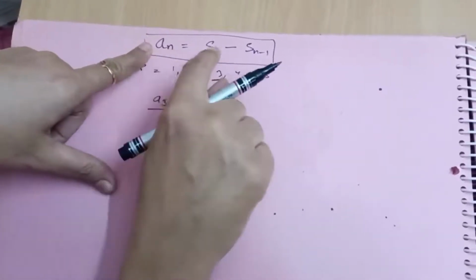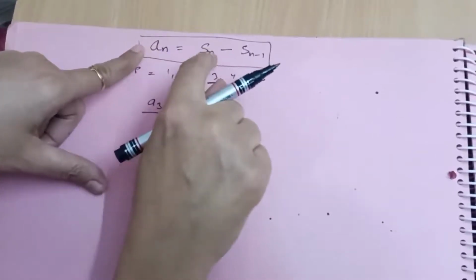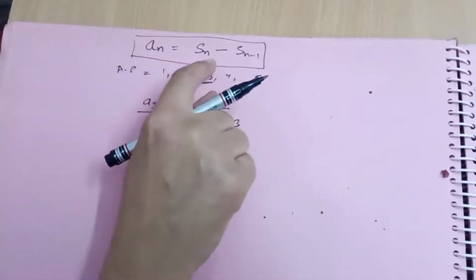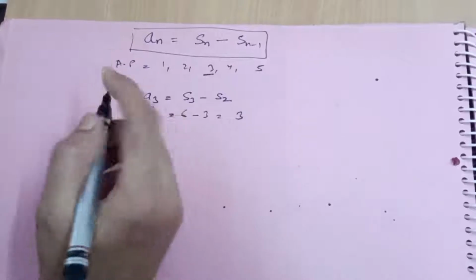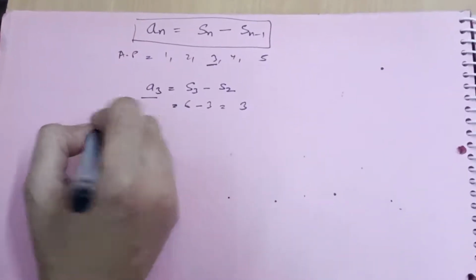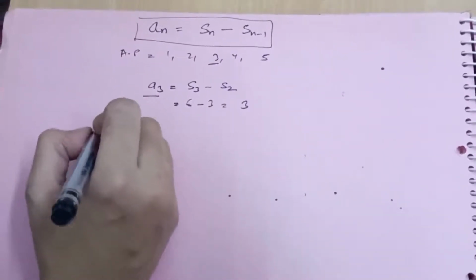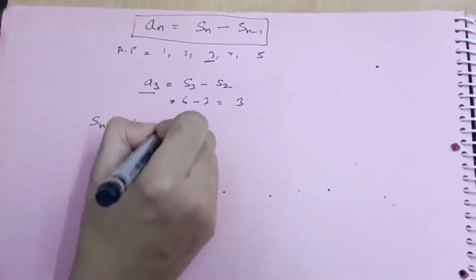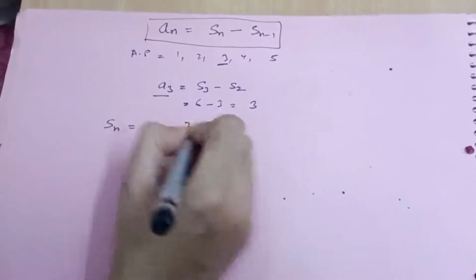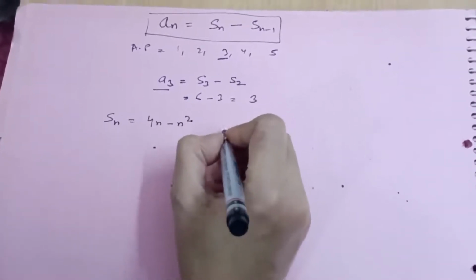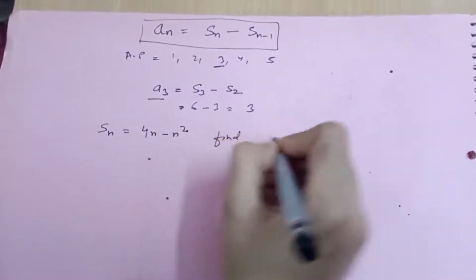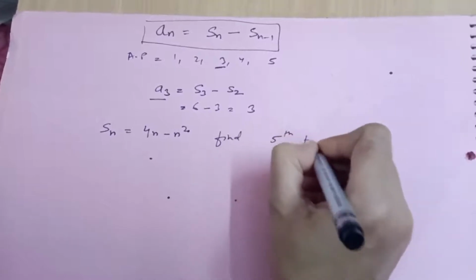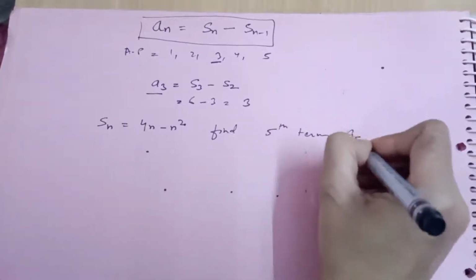So that one question I am giving you, how we are going to use it? The nth term can be obtained from the sum of n terms. Okay, one example question is here in your book. If the sum of first n terms in an AP is given as 4n minus n square, find the fifth term. Okay, means a5 you have to find out.